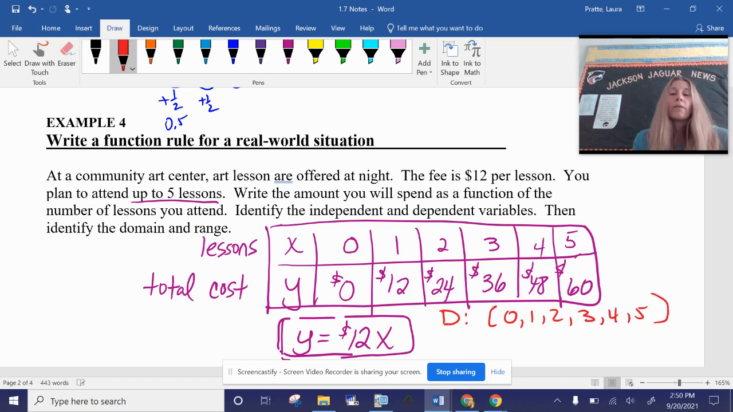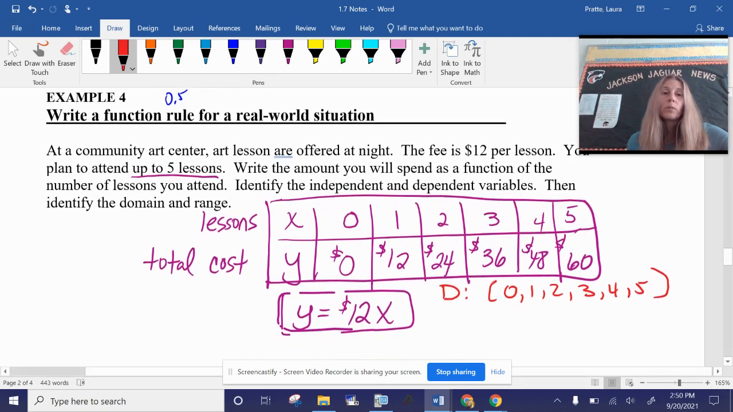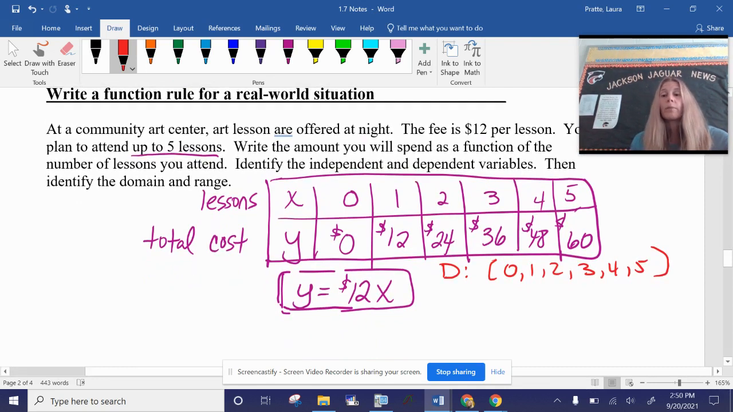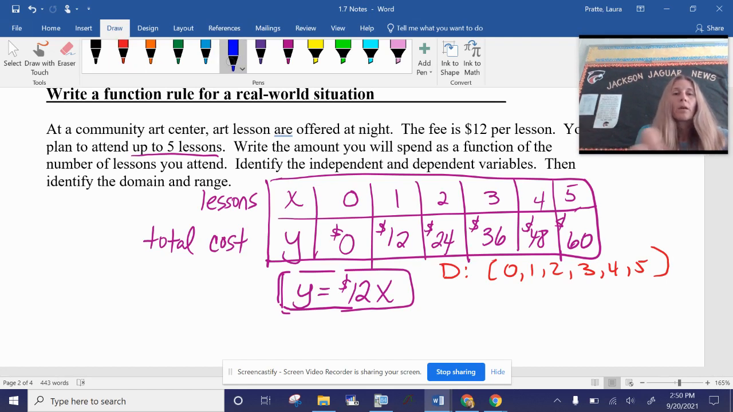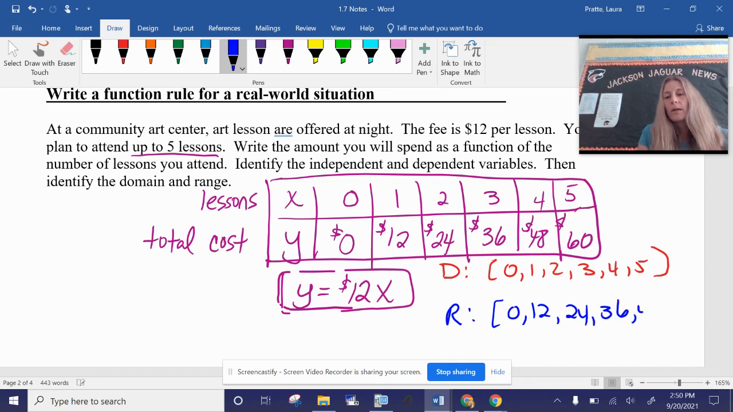Now, when you have a situation like that where the numbers are going in order, sometimes you might be able to shorten that up a little bit. Like maybe you can just say all whole numbers greater than 0 and less than or equal to 5, something like that. But since we can't have decimals or fractions of less than, I'm not going to really do that. And then for our range, we have 0, 12, 24, 36, 48, and 60.